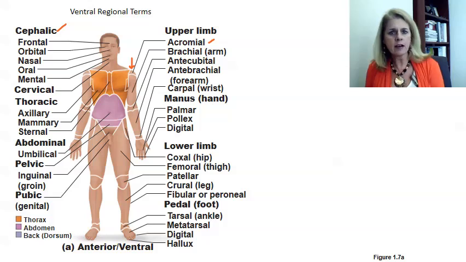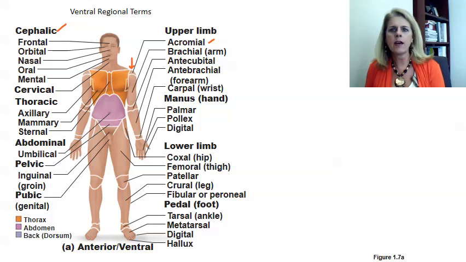But on the lecture exam, I may say the heart is found in which region, or the hand is part of which region, or what's the other word for your forearm? What region name do you use? So you have to know these terms for both of the exams.